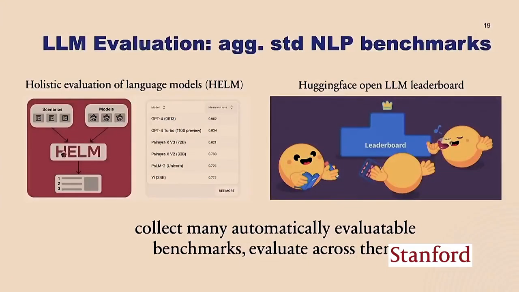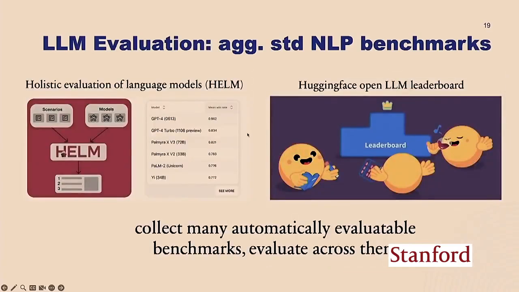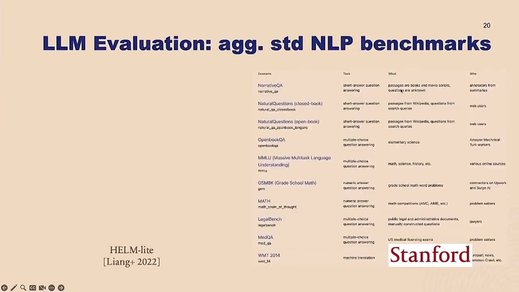Another common way, and now more common in academia, of evaluating these LLMs is by taking all the classical NLP benchmarks, and I'll give you a few examples later, and aggregating everything. So you collect as many automatically evaluatable benchmarks as possible and evaluate across all of them. One such benchmark, or actually two, are HELM, which is from Stanford, and the Hugging Face Open LLM Leaderboard, which are probably the two most common ones right now.